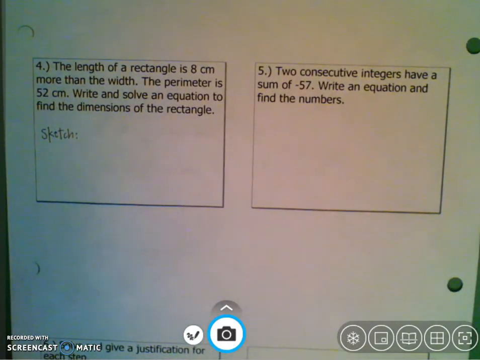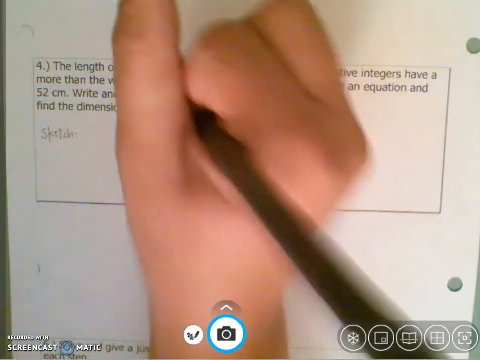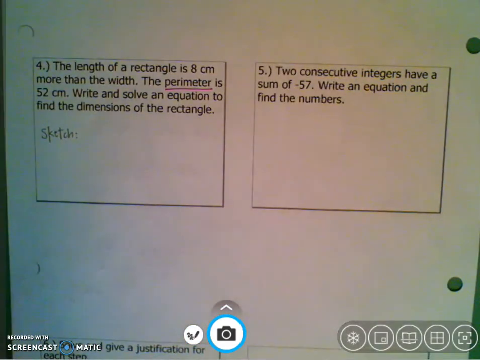Number 4, the length of a rectangle is 8 centimeters more than the width. The perimeter is 52 centimeters. Write and solve the equation to find the dimensions of the rectangle. Okay, so we're given the perimeter, and we're also given the length is 8 centimeters more than the width.